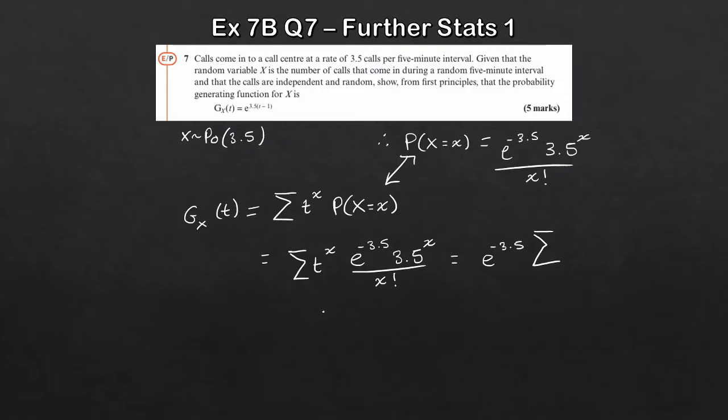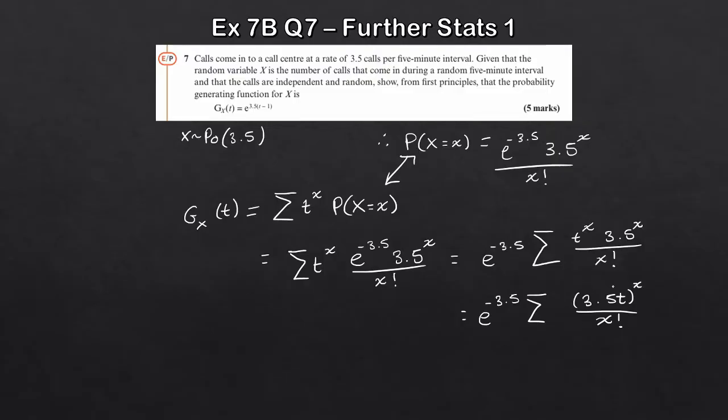Okay, and we're going to get it all in terms of one power. So that'll be t to the x times 3.5 to the x all over x factorial. So now what we can do is write this as just one product here, and in terms of one power, so that would be e to the minus 3.5 times the summation here of 3.5t to the x, like that. Okay, that's all over x factorial.